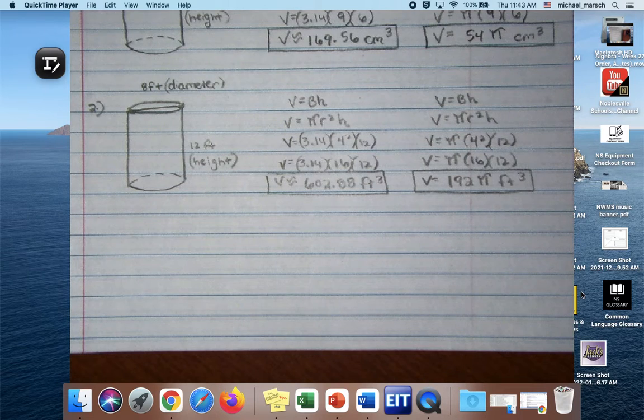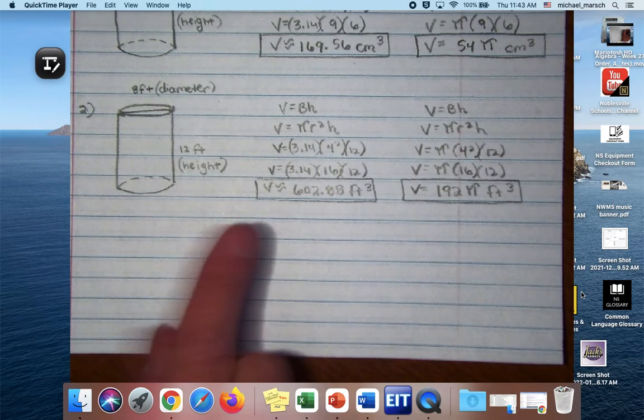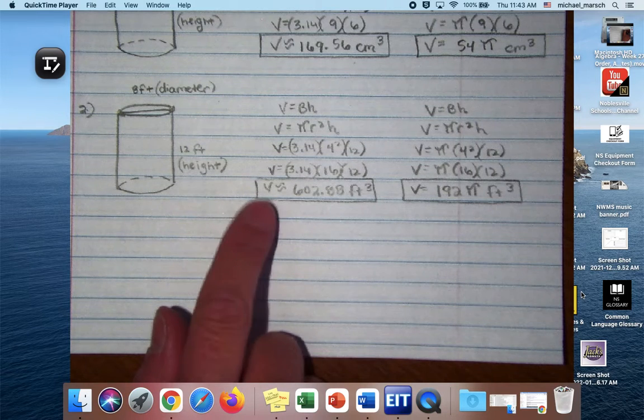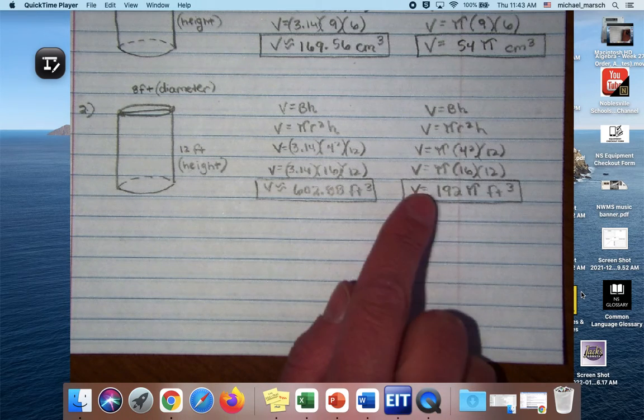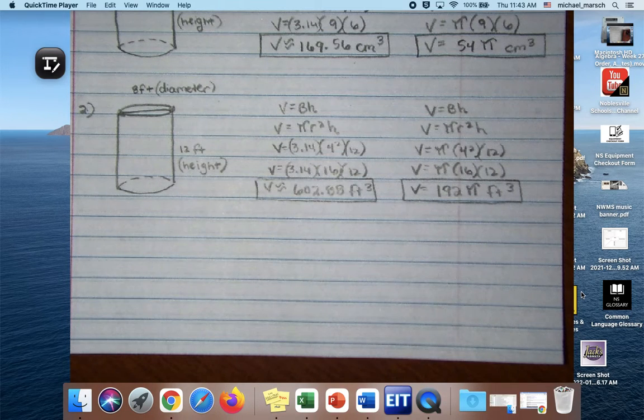Guys ready? Jackson, you get all this written down? Yeah. 602.88 feet cubed. That's our approximate value. Our exact is 192 pi feet cubed. What? I got those both right.